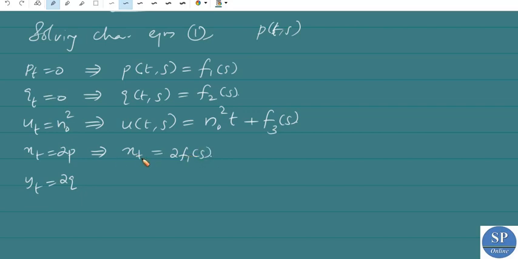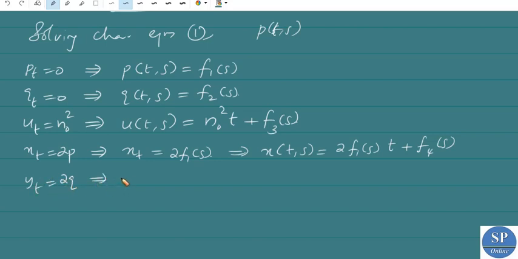Now it is solvable because it is separable. Now dx by dt is equal to 2 into f1 of s, so directly on integration we get x, that is x of t comma s, is equal to, on integrating this, 2 into f1 of s, which is a constant, therefore into t, plus another constant of integration which may be a function of s, so we can take f4 of s.